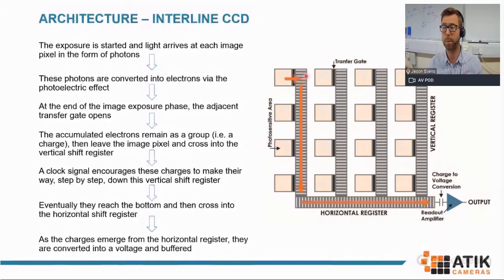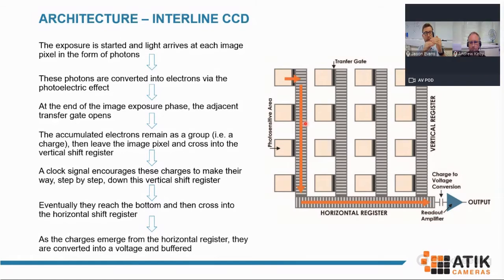So first up, it'll go down the vertical register, and this happens very much in a step-by-step phase. It uses a clocking signal to encourage these charges to move down. In essence, it's a positive or negative charge that is moving that electron further and further down the ladder step by step. That happens for each pixel. They all get shifted in and they all get moved down one by one.